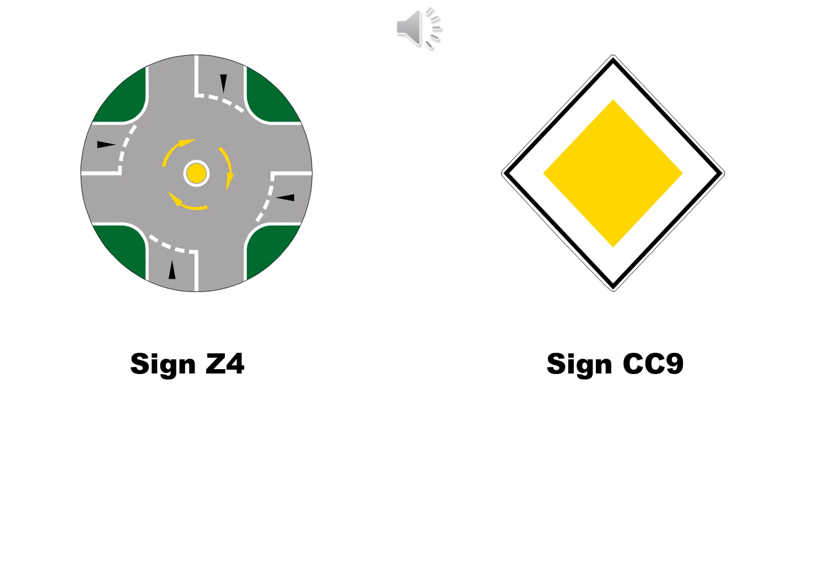Sign Z4. If you approach a traffic circle and there is also traffic from the other three sides, you may drive on if you were the first one to cross the line. Sign CC9 is found at a traffic circle where right-of-way is applicable.